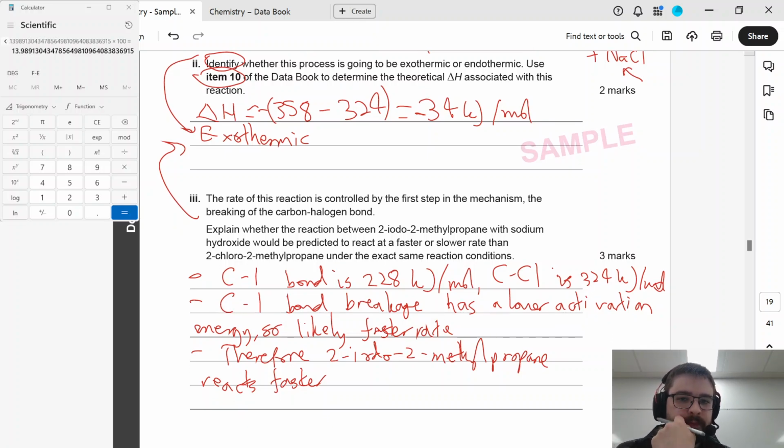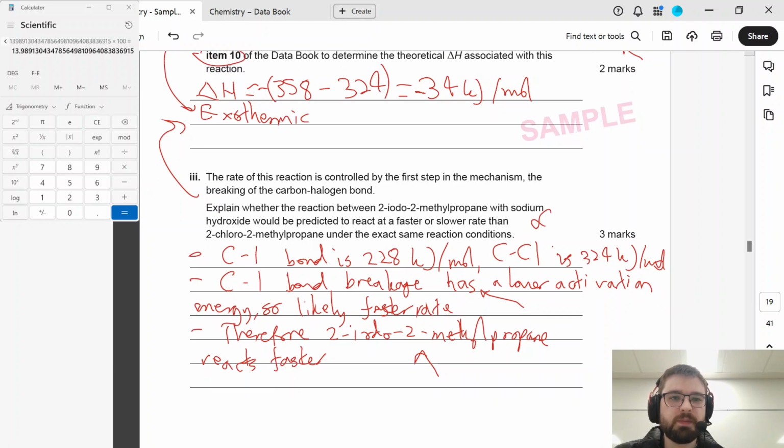I'm not sure if I think that's a 3-mark question. There's 2 marks there, because I've definitely explained it there. As in, 1 mark for saying faster, 1 mark for saying lower activation energy. I guess that's kind of 3.